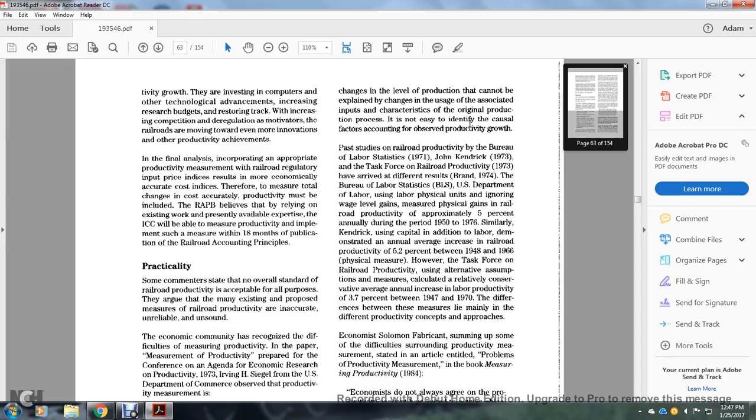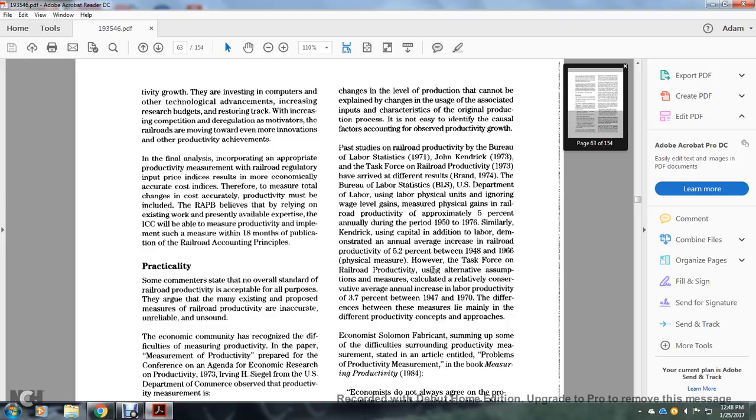Alright, past studies of the railroad productivity include the railroad labor statistics. John Kendrick from the Task Force on Railroad Productivity arrived at a different result in 1974. The Bureau of Labor Statistics of the Department of Labor used labor physical units, ignoring the wage levels and the wage level gains, and measured physical gains of railroad productivity at approximately 5% annually during 1950 to 1976. Similarly, including the capital in addition to the labor, demonstrated an average increase in railroad productivity of 5.2% between 1948 and 1966. Physical measure.